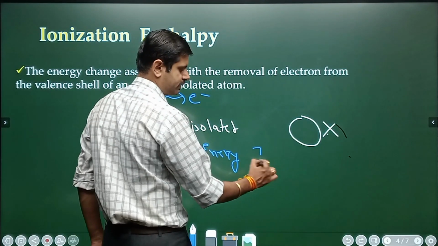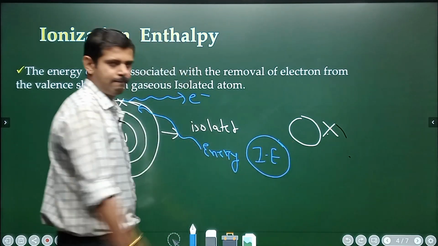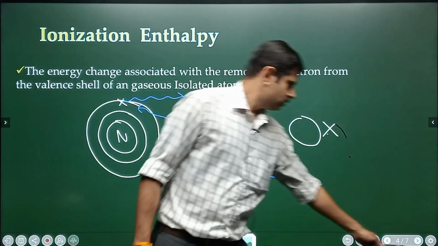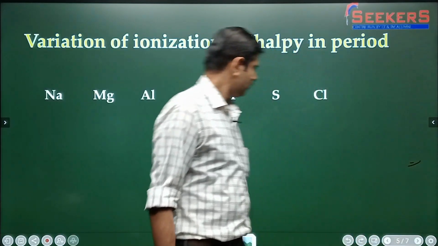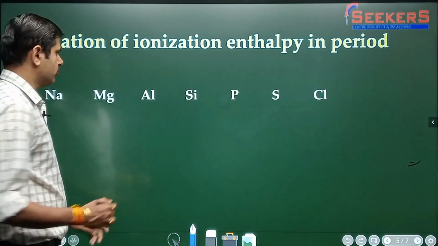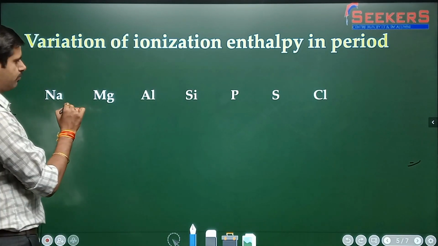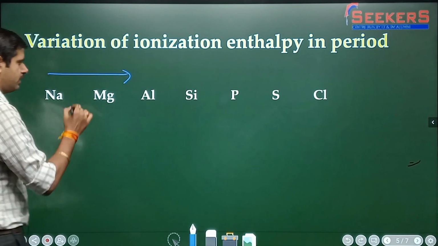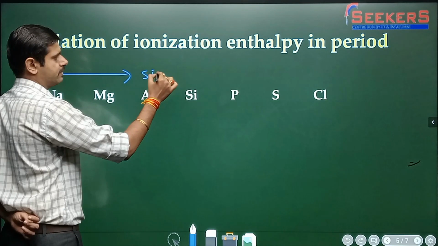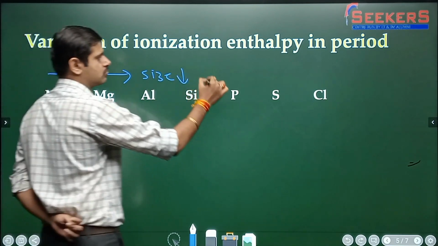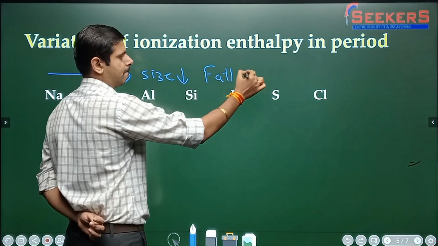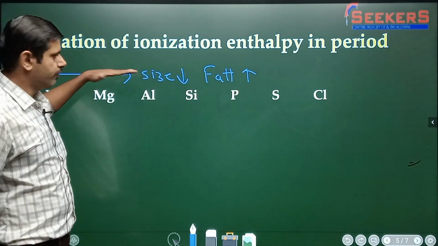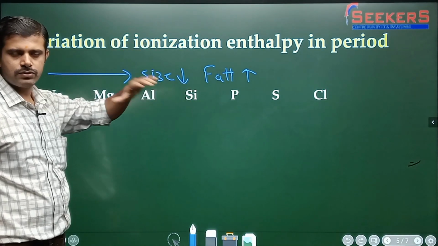And this energy is called ionization enthalpy. Clear? Now see, how does it vary in a period? We know, as we just discussed, moving left to right, size decreases, so force of attraction increases. Moving left to right, size decreases, force of attraction increases.